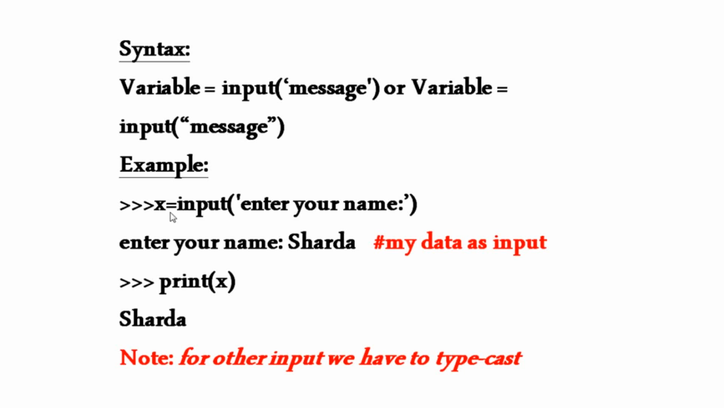Let us see one example. Input, enter your name, and whatever you enter goes in X. So when you run the program, what happens? It will show you enter your name and it will wait here. I typed my name, so this is my input. When I say print X, my name, whatever you have entered, is getting printed. For string data type, this is the way to do, and for other data types, we have to typecast.